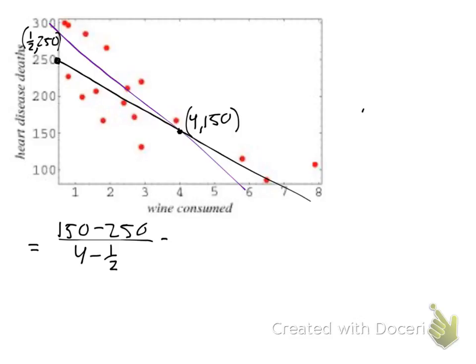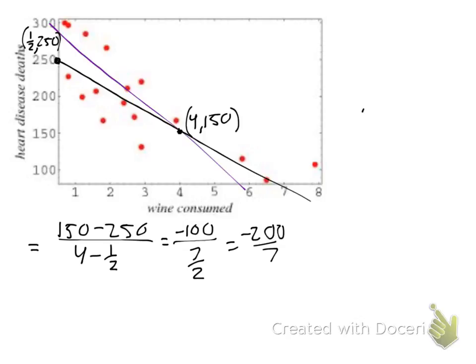What's 150 minus 250? Negative 100 over 3.5. Well, we don't like 3.5. Would that be 7 halves? Yeah. What happens when I divide by a fraction? Flip and multiply, right? So that means the 2 gets multiplied to the top. So negative 200 over 7. That is not a nice slope. But it's a negative. It should be negative, right?